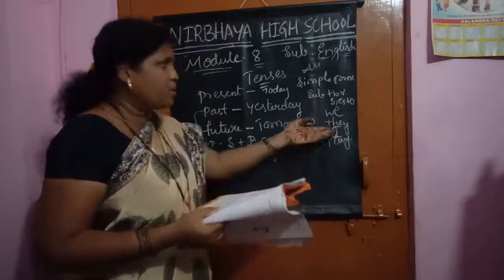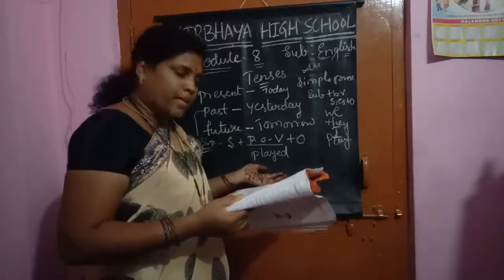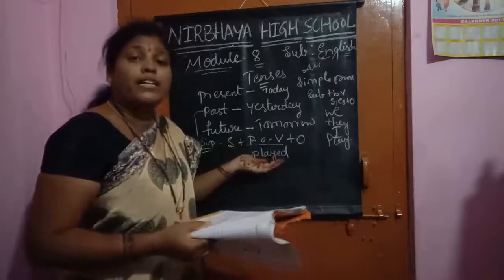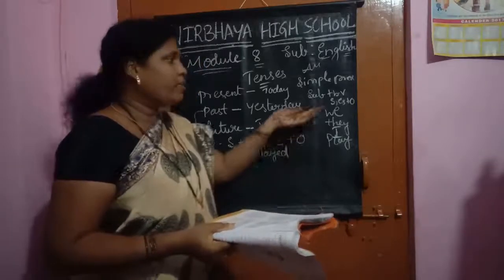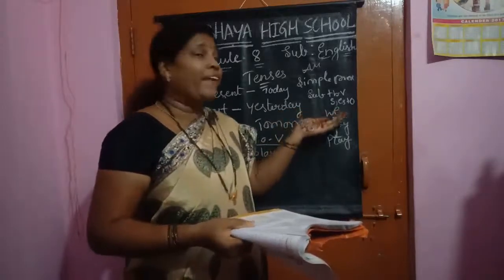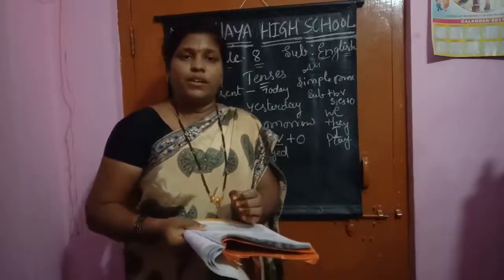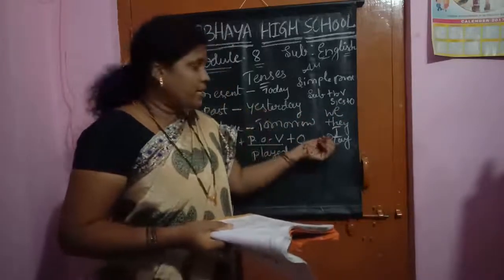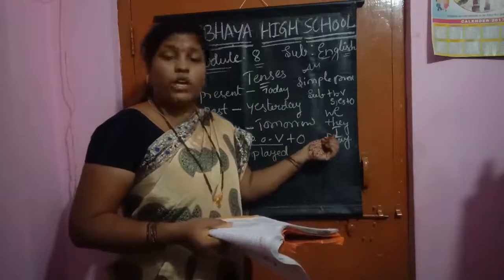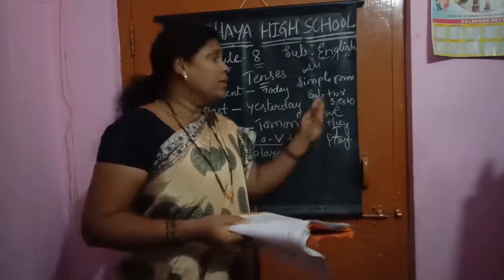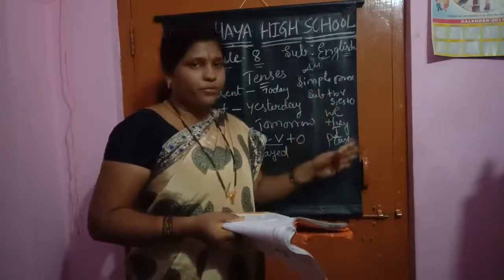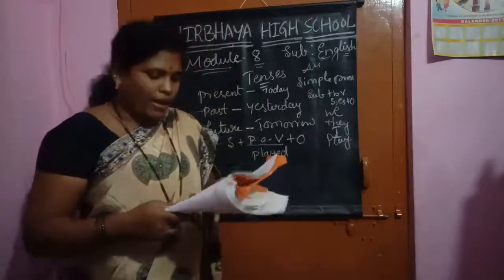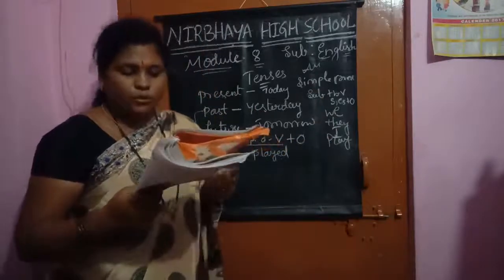This is the difference between simple present and simple past. Here we will add the past form of the verb. Here we will just write the base verb and add s or es. When the subject is we, they, I, you, we will not add s or es to the verbs. Remember this, children. And see here, next, simple future tense.